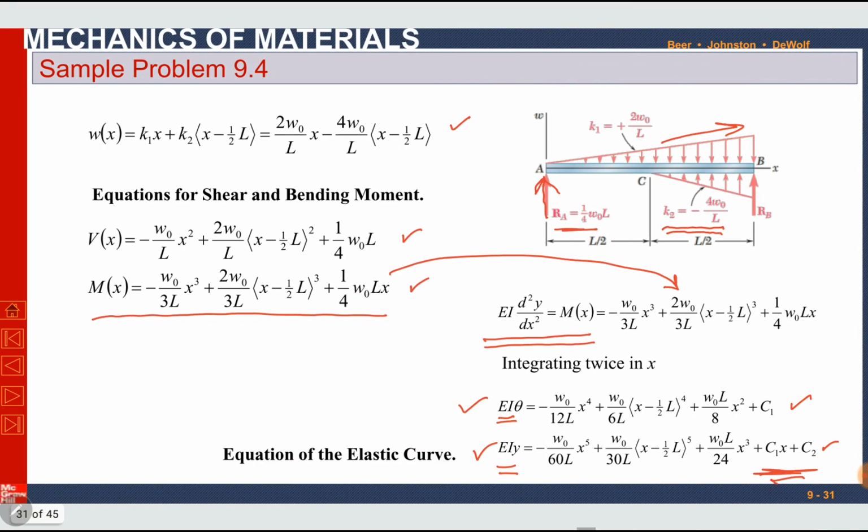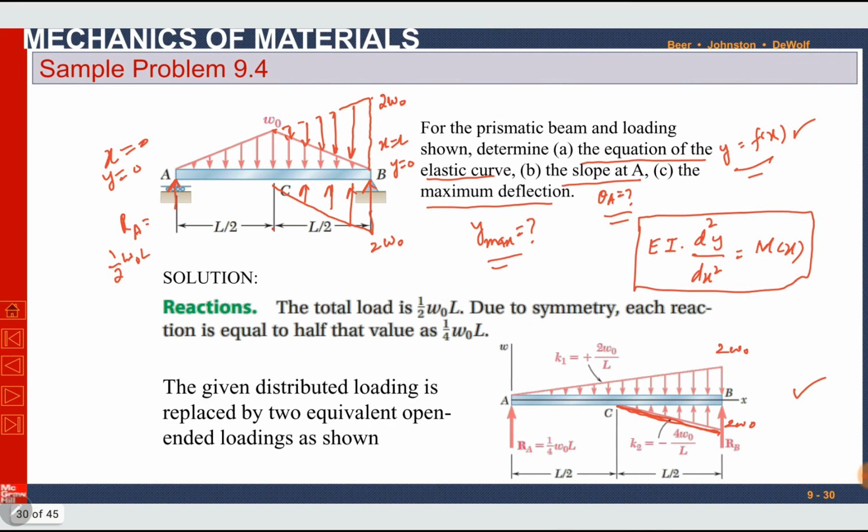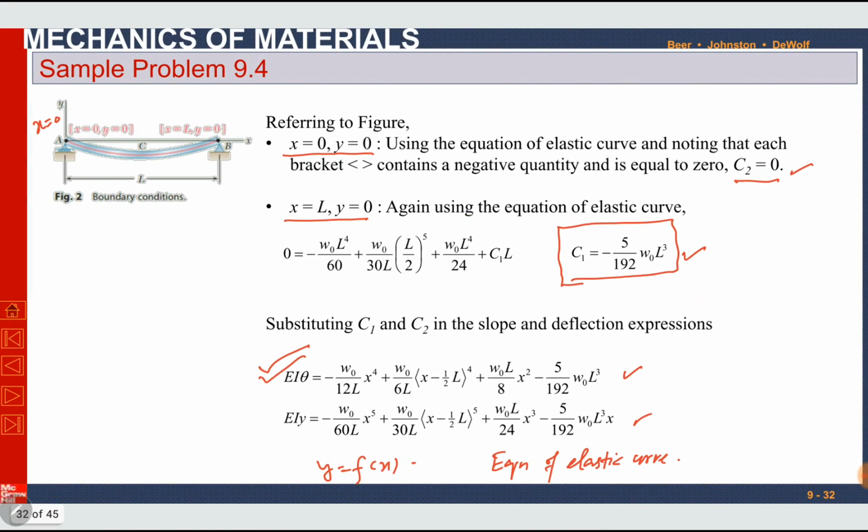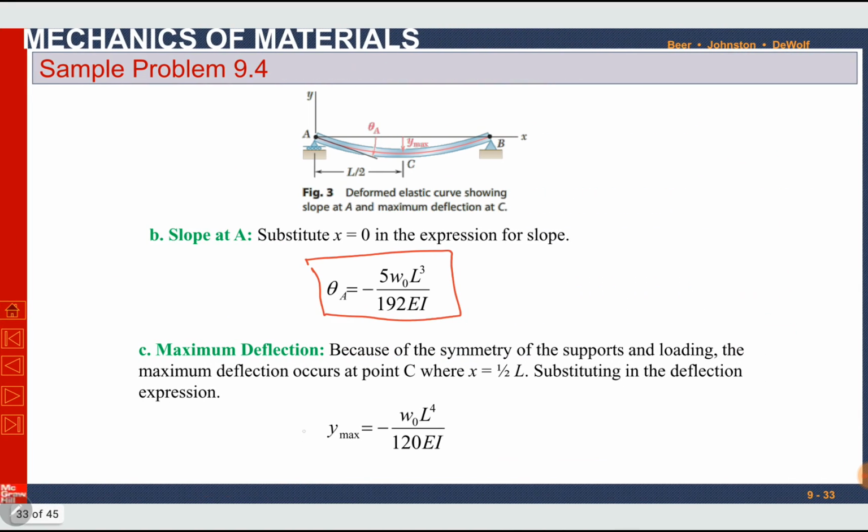Part C was to find the maximum deflection, y maximum. Again, it is a simply supported beam with symmetric loading. So y will be maximum at x equal to L by 2. This is obvious. So simply put x equal to L by 2 in this expression, we can find y maximum, and it will be equal to minus W naught L power 4 divided by 120 EI.